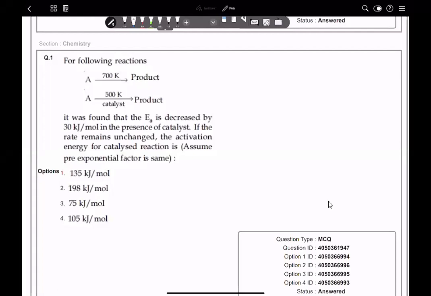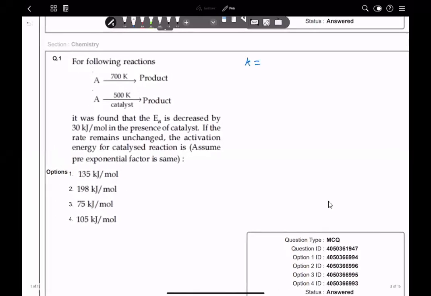Take the reaction at 700 Kelvin for A, and 500 Kelvin for A with the help of a catalyst. It was found that the activation energy is decreased by 30 kilojoule per mole in presence of the catalyst. So if I assume that without catalyst the rate constant k is equal to A e raised to the power minus Ea by RT, and in presence of the catalyst the activation energy Ea dash is basically Ea minus 30. But the rate remains unchanged, so the rate is same. That means the rate constant for the two processes will be same.